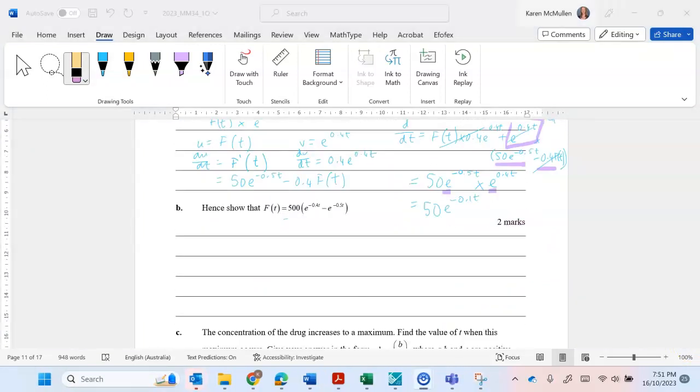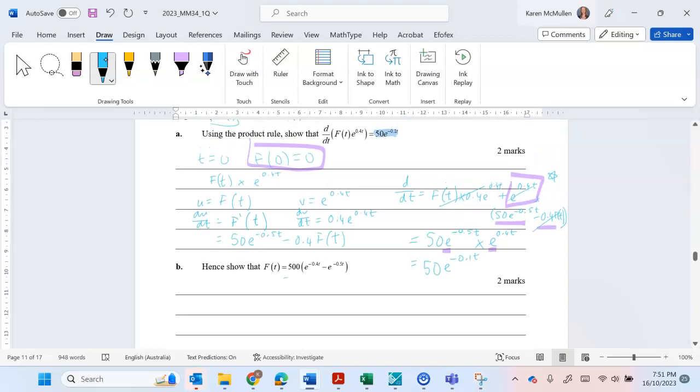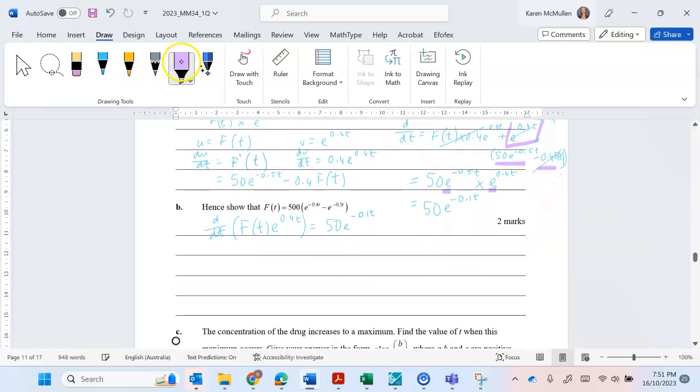All right, in part B, we've got to show that f of t equals 500 times that. So let's just go back to part A. So we've got d/dt of f of t e to the 0.4t, I don't want to get that confused with a negative, is equal to 50e to the negative 0.1t. All right, so to get rid of this derivative, we can just take the antiderivative of both sides.